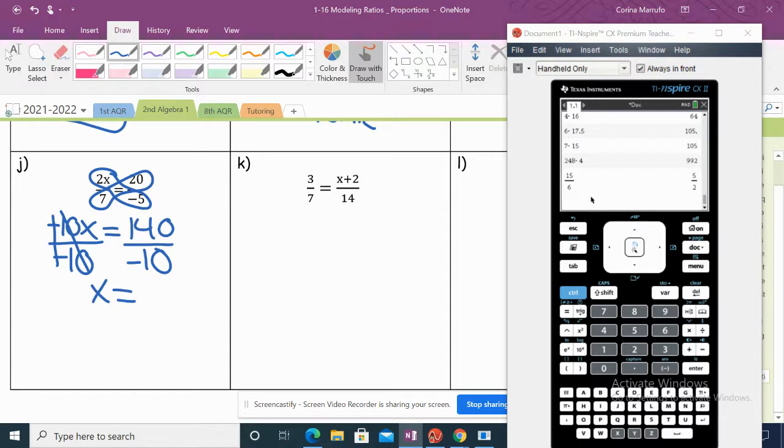Positive or negative? Negative. Okay, because the top is positive and the bottom is negative.